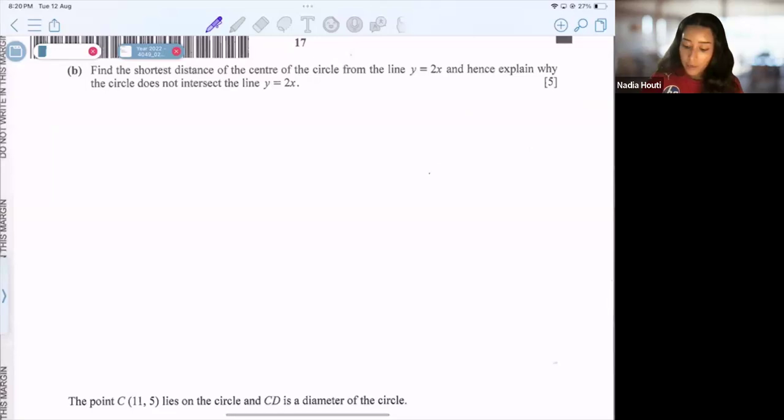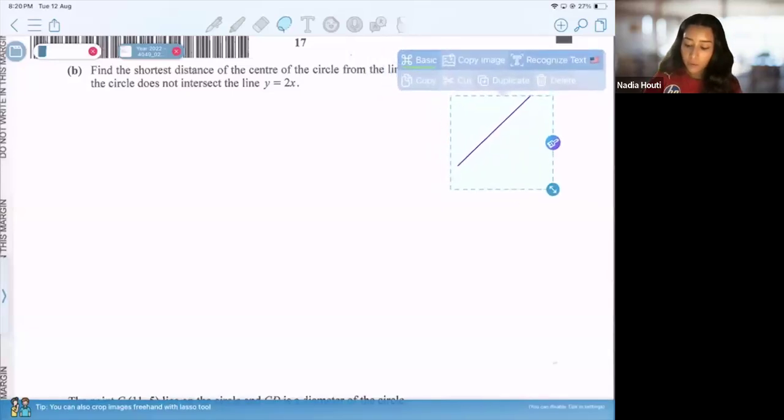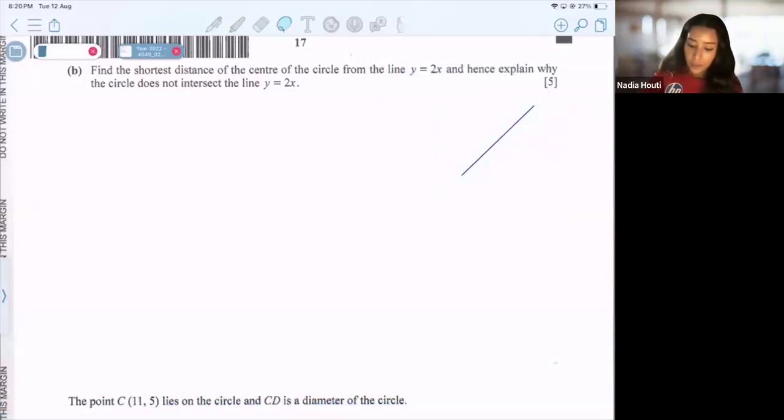So I'm going to draw a line. Let this line be the graph y equals 2x. I'm also going to draw the circle. From the question, we already know that the circle does not intersect the line, so I'm going to draw it as such. This will be the center. And the shortest distance from the circle to the line will obviously be the perpendicular distance from the center of the circle to the line. So this is perpendicular.